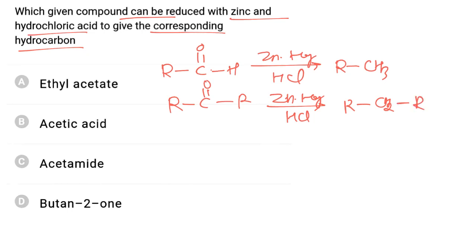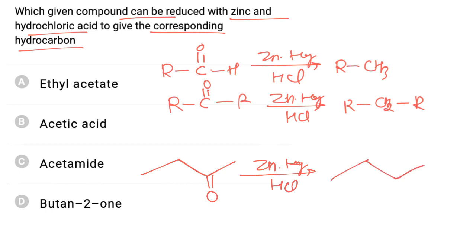Now butan-2-one is the molecule which has a ketonic functional group. This ketone on reacting with zinc amalgam and HCl will reduce the carbonyl compound to alkane, and hence the correct answer is D.